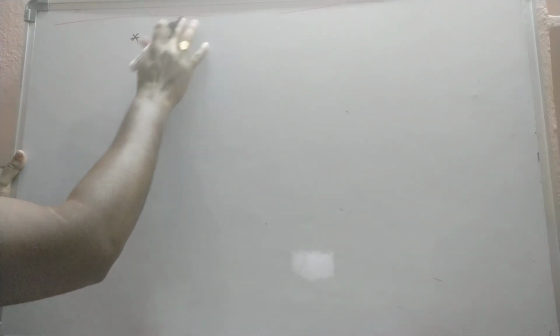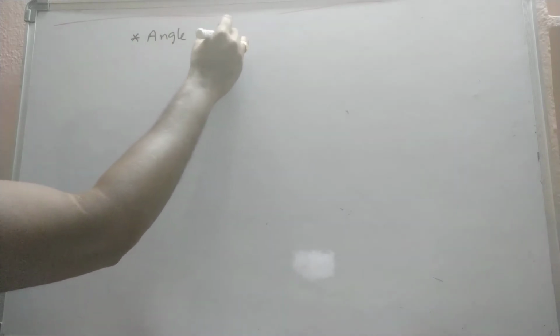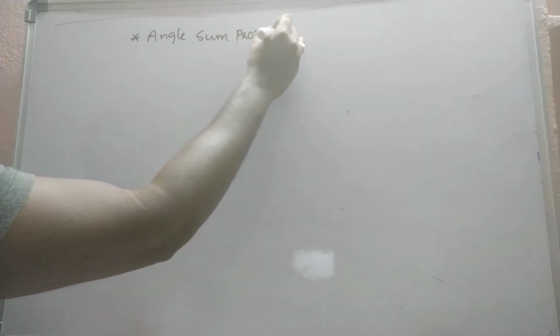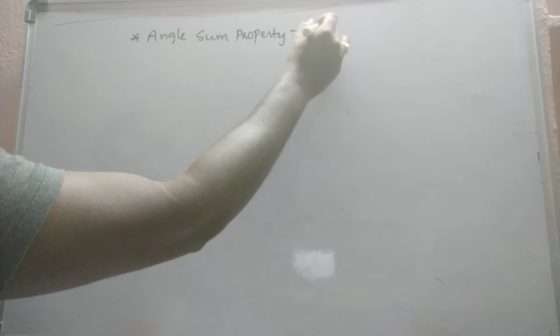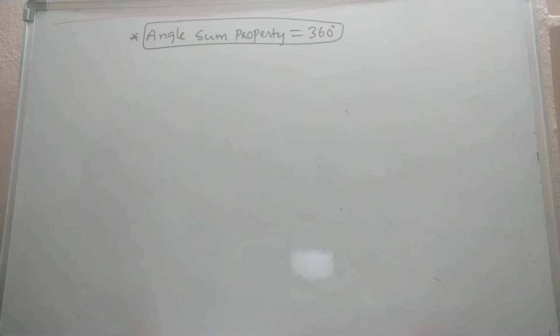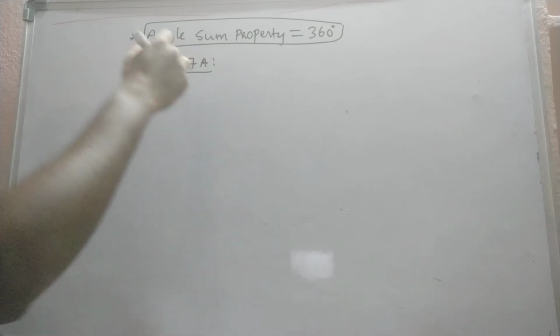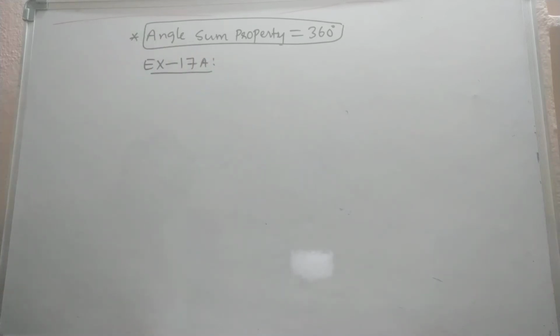Now we reach the most important point. There is only one property that will satisfy all the questions related to exercise 17a: the angle sum property of a quadrilateral. That is equal to 360 degrees. The sum of the interior angles of a quadrilateral is equal to 360. Based on that, we are going to see the exercise 17a numericals. So children, go through the example questions also. Example 3 is very important.